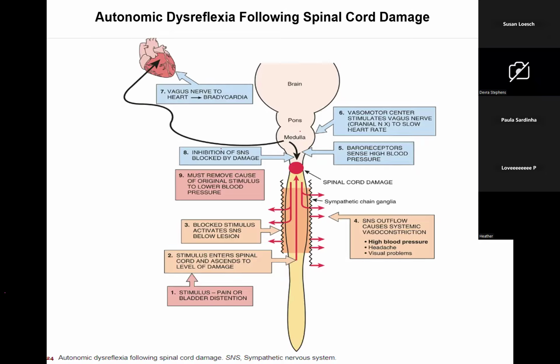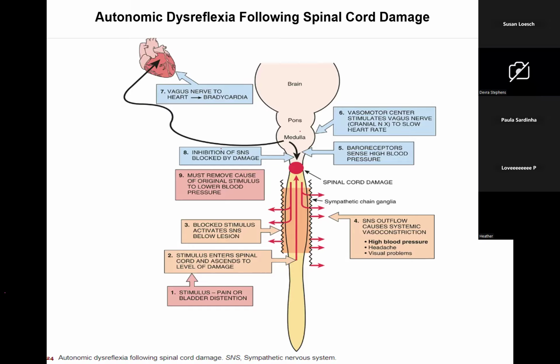The sympathetic nervous system causes systemic vasoconstriction because remember, that's what it does. It increases the blood pressure, okay? And that is going to lead to a headache and visual problems. The baroreceptors sense the high blood pressure. That causes the vagus nerve to be stimulated, and that's going to slow down the heart rate. The vagus nerve will also cause that slowing of the heart rate and bradycardia.